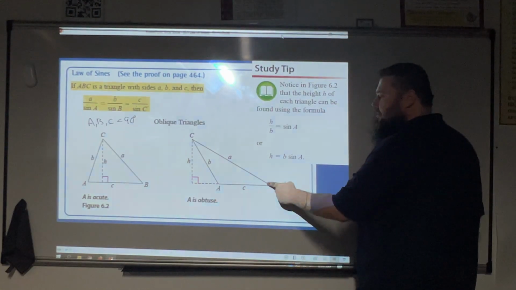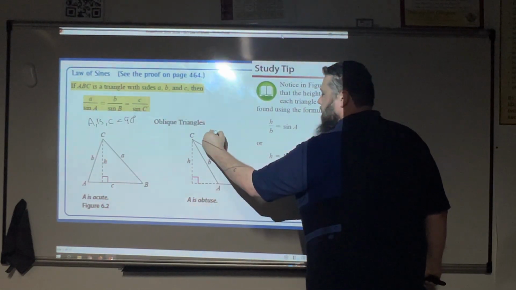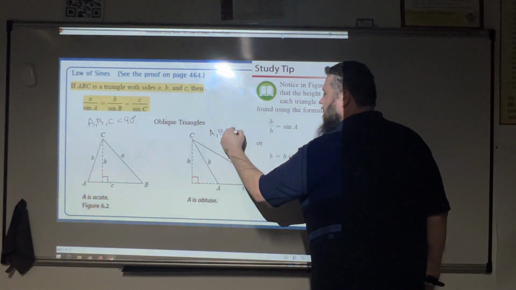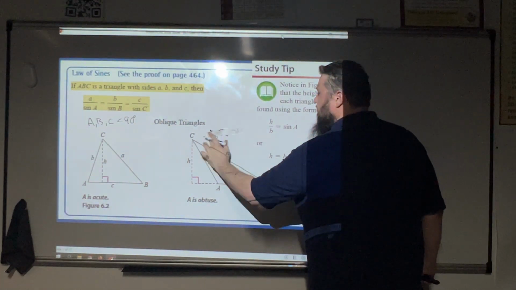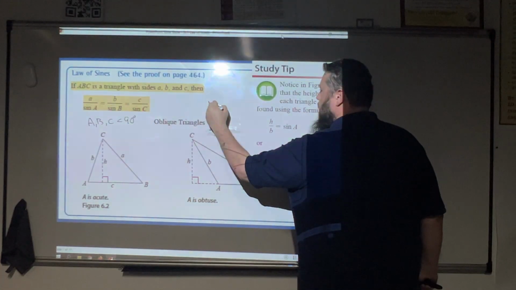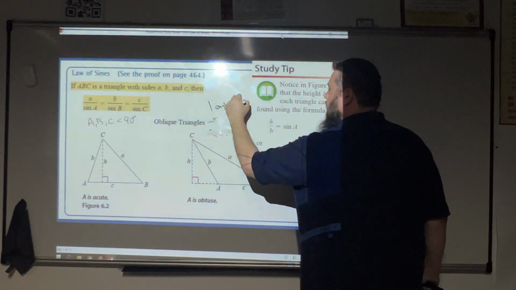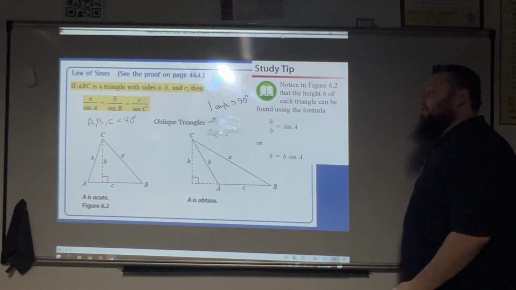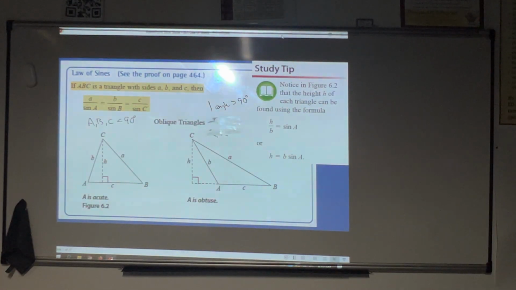And it's obtuse if one angle is greater than 90. Why do we have to say it's only one angle greater than 90? What if 2 angles were greater than 90? It can't even be a triangle, right? Because then immediately you'd be over 180 degrees on 2 angles, and the third would never connect.